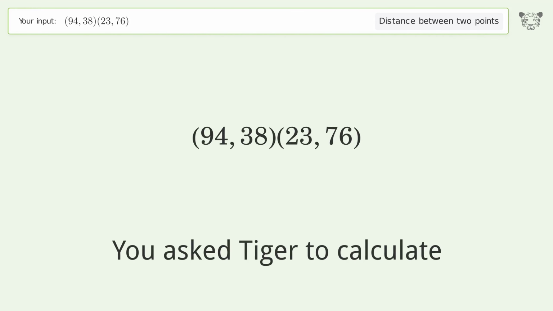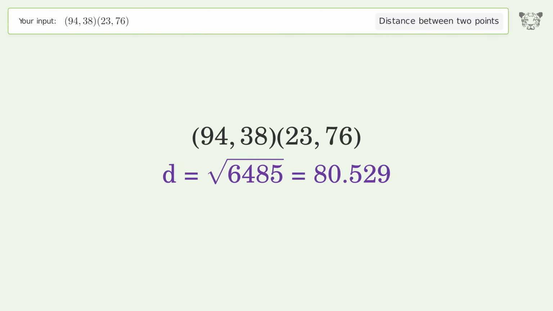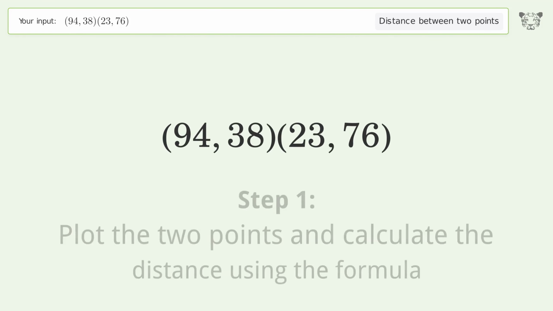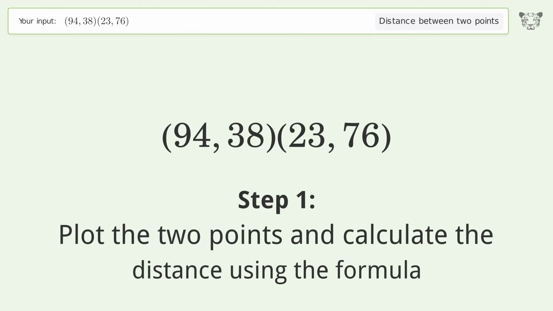You ask Tiger to calculate. This deals with the distance between 2 points. The distance between the 2 points is the square root of 6,485, or 80.529. Let's solve it step by step. Plot the 2 points and calculate the distance using the formula.